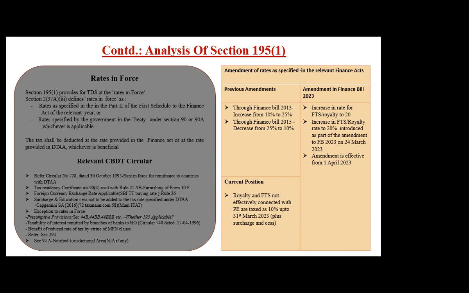So I'll just give you the background of how the rates shifted. What happened was that in the year 2013, at the time when P. Chidambaram was the finance minister, before 2013 the rate was 10%. So he shifted that rate to 25%, saying that there is an anomaly between the act and the treaty rates, so people are taking advantage of the act. So I will shift the rate from 10 to 25%.